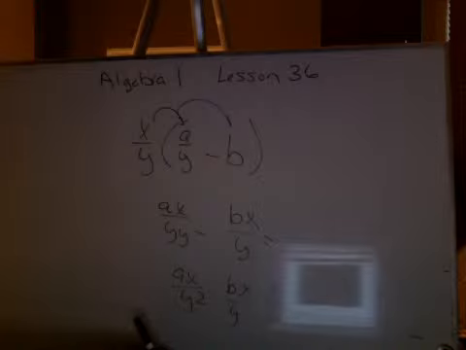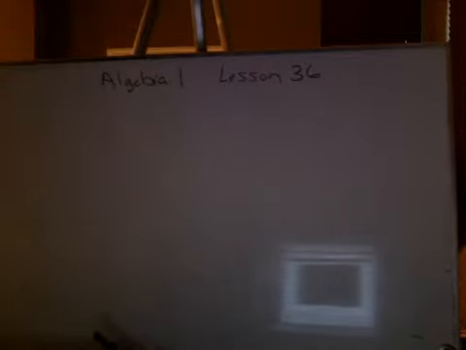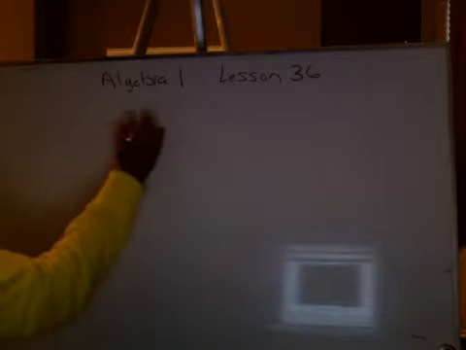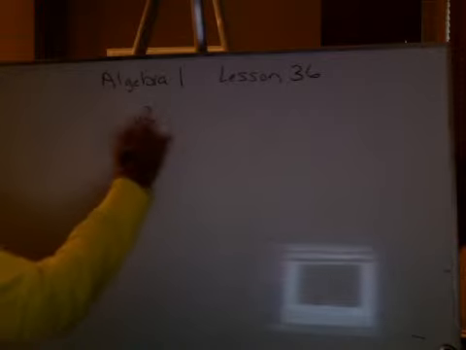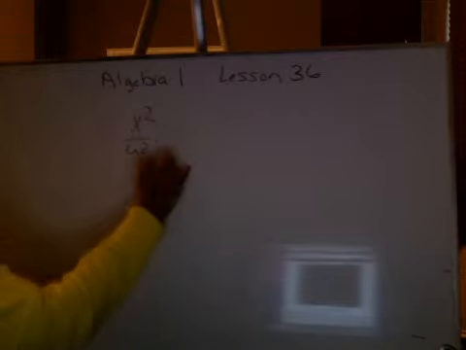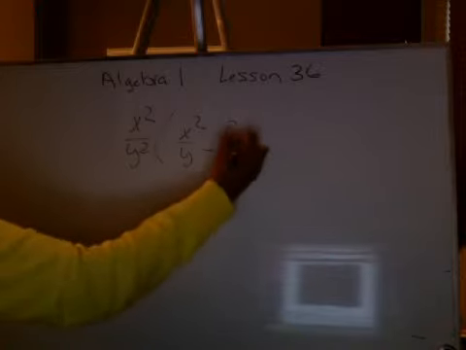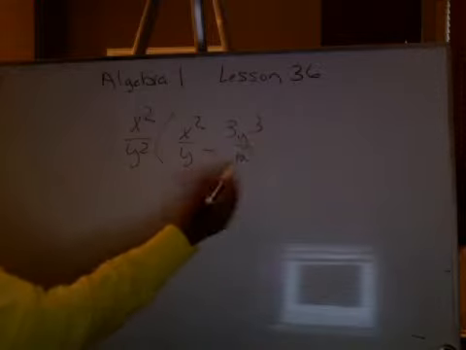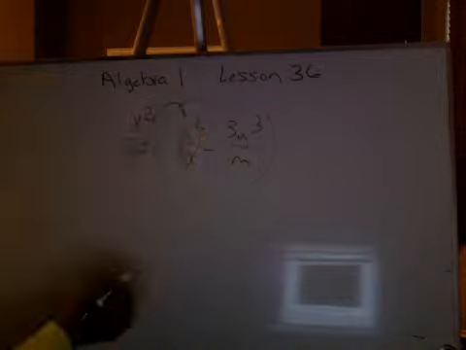Okay, so let's continue and do some more just using your distributive property. Let's look at example 36.1. So we want to use the distributive property to expand this rational expression. We have x squared over y squared times x squared over y minus 3y cubed over m. So again, you've got two terms, and this is going to be multiplied through both terms.